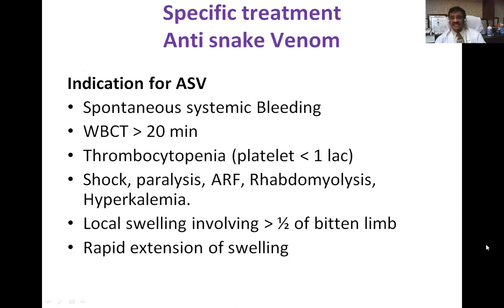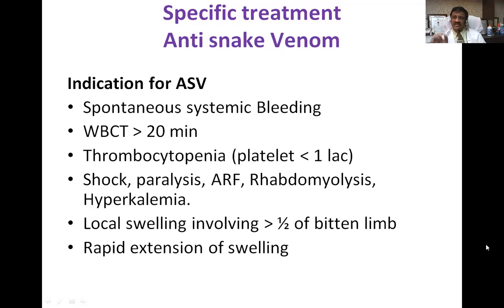Now, there is a specific treatment for snake bite, and that is available in injectable form, which is called ASV, anti-snake venom. Now, the indications for ASV have to be ascertained, and then it has to be given.